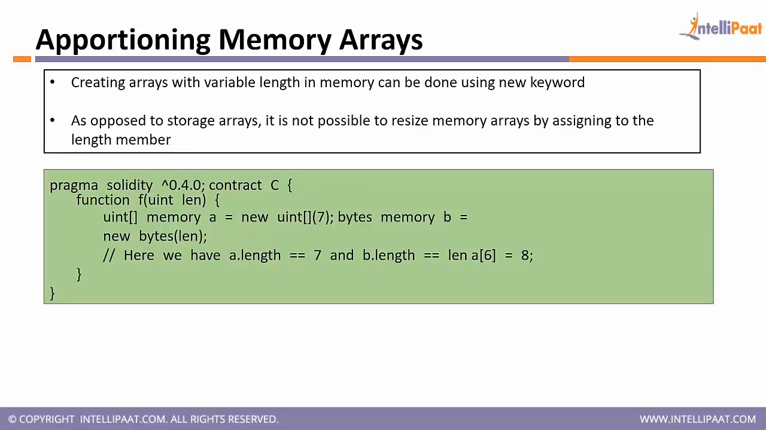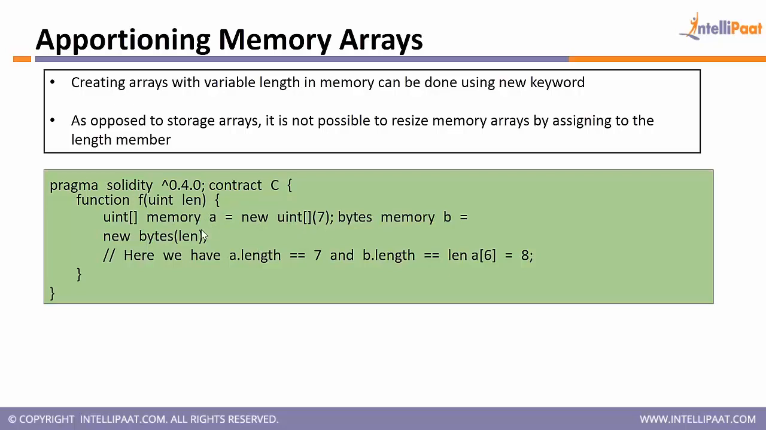So let's try to see an example. Here we are trying to declare a variable a. The addition of memory here is to say that the lifespan of this variable is only within this function. And if you want to declare the size of this array a, it says new int 7.